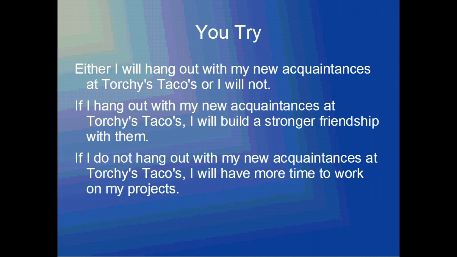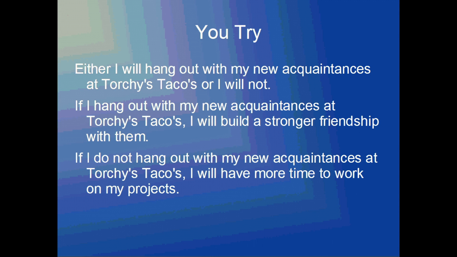Now, this will contain the second disjunct, I will not, which is equivalent to I will not hang out with my new acquaintances at Turkey Tacos. If I do not hang out with my new acquaintances at Turkey Tacos, then I will have more time to work on my projects. Okay?